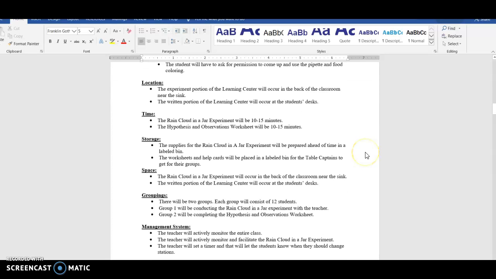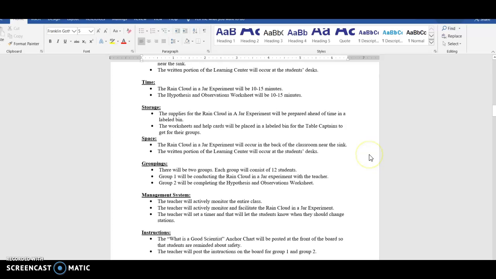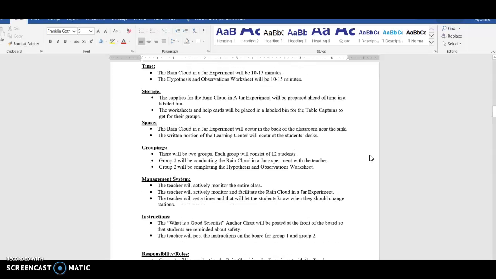For location, we are saying that it should be in the back of the classroom near the sink. The written portion will also occur at the student's desk. For time, we're saying that the rain cloud in a jar experiment will be 10 to 15 minutes, and completing the hypothesis and observations worksheet will be 10 to 15 minutes as well. Storage, the supplies will be prepared ahead of time in a labeled bin, and the worksheets and help cards will be placed in a labeled bin for the table captains to get for their groups.